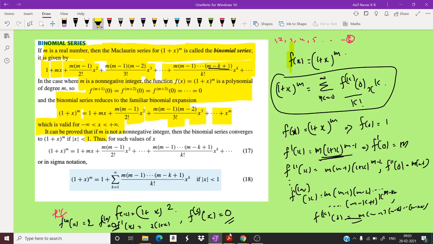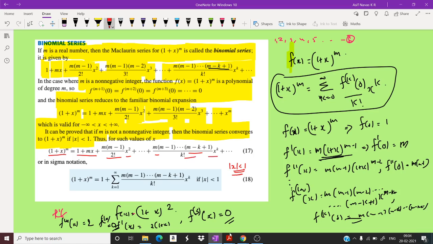Now, it can be proved that if m is not a non-negative integer, that means if m is a negative integer, then the binomial series converges to 1 plus x all raised to m if mod x is less than 1. So for 1 plus x all raised to m, where m may be any negative integer, its expansion can be written as 1 plus mx plus m into m minus 1 by 2 factorial x square plus m into m minus 1 into and so on, m minus k plus 1 by k factorial x raised to k. And this is valid when mod x is less than 1.